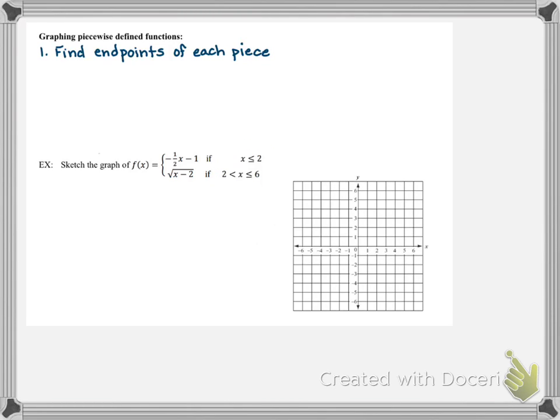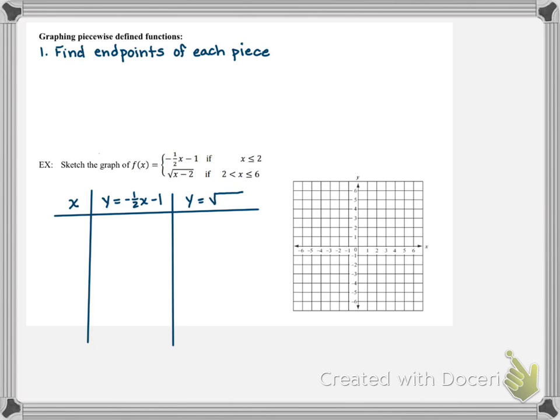So we're going to make a table, and it's going to have 3 columns. So you're going to have 1 column for your input, and then you're going to have 1 column for each piece. So the first piece is y equals -1/2 x minus 1. And the second piece is y equals the square root of x minus 2.